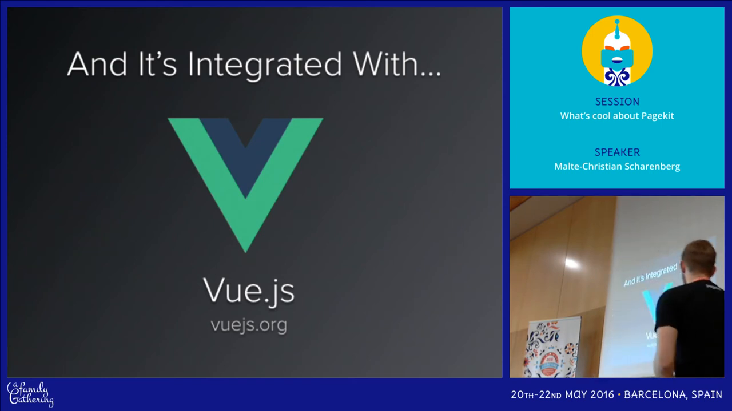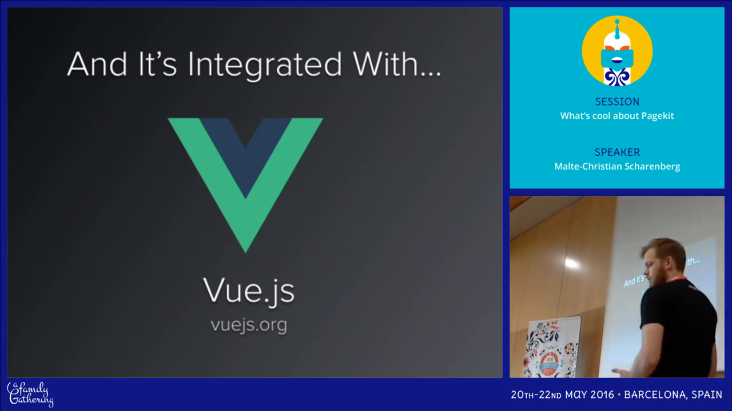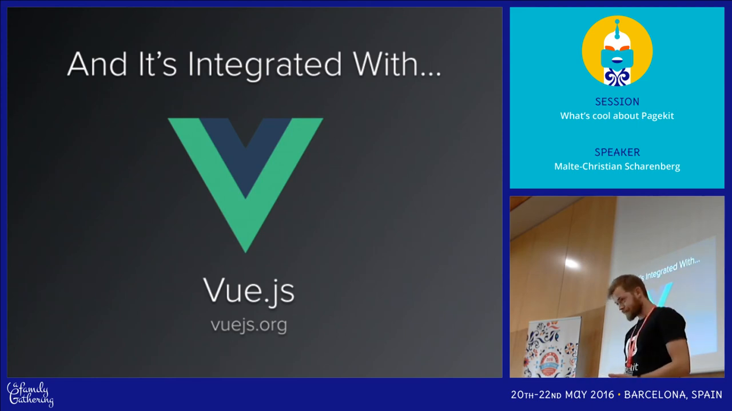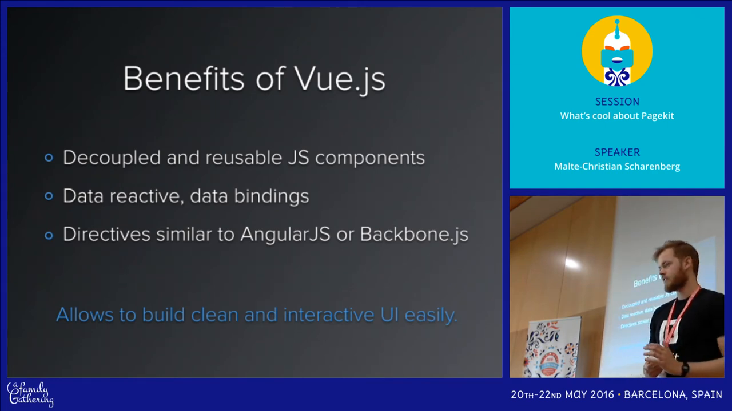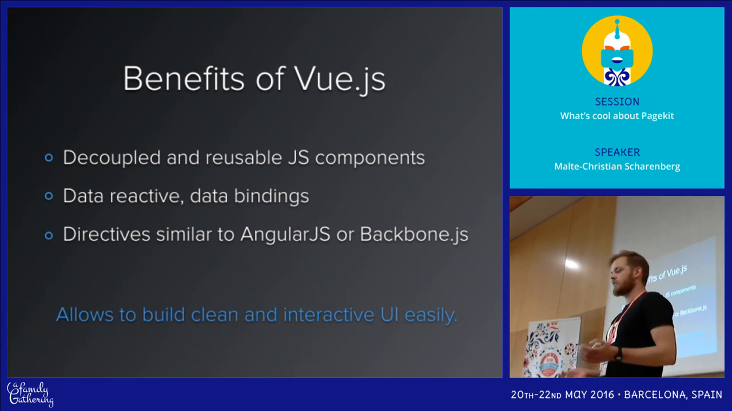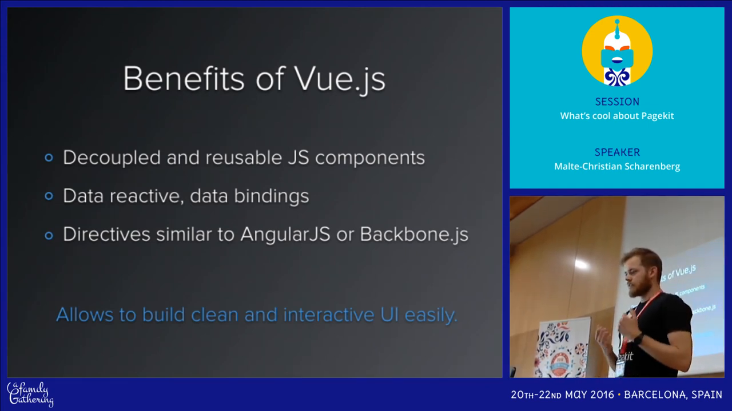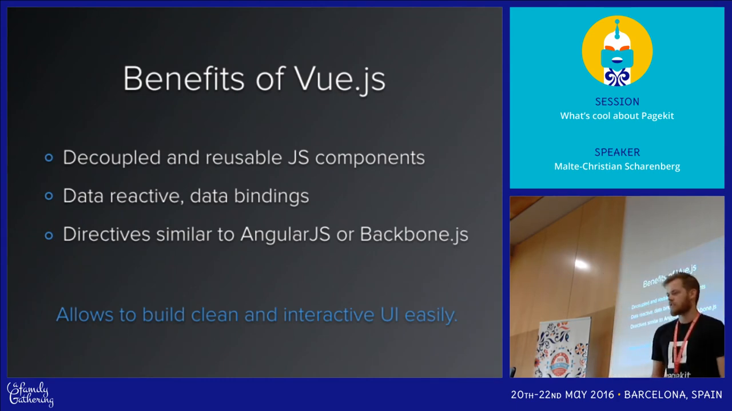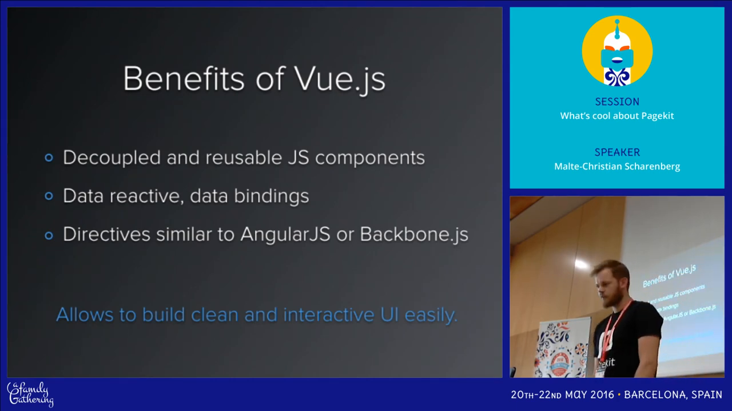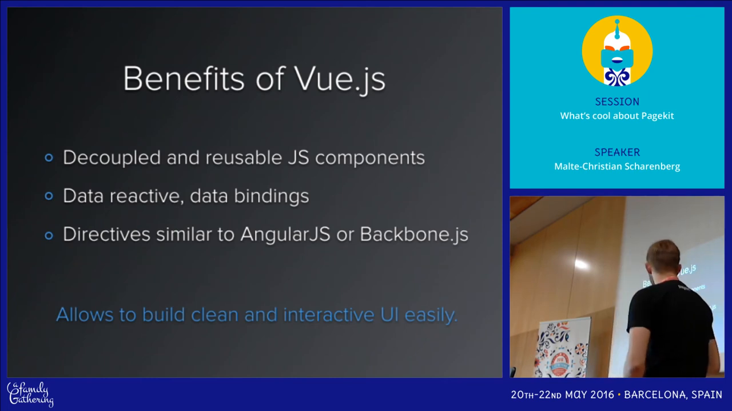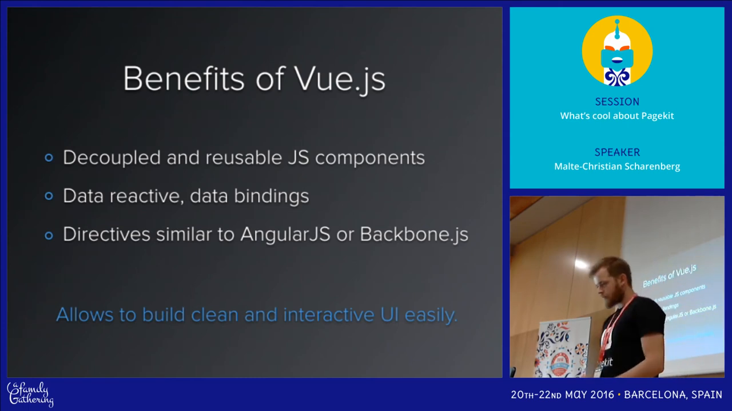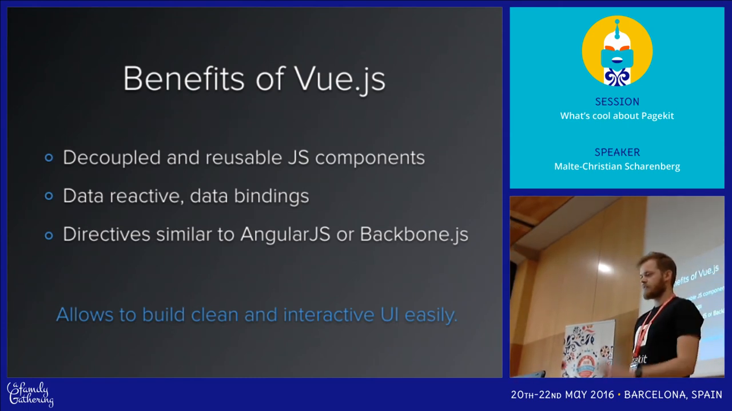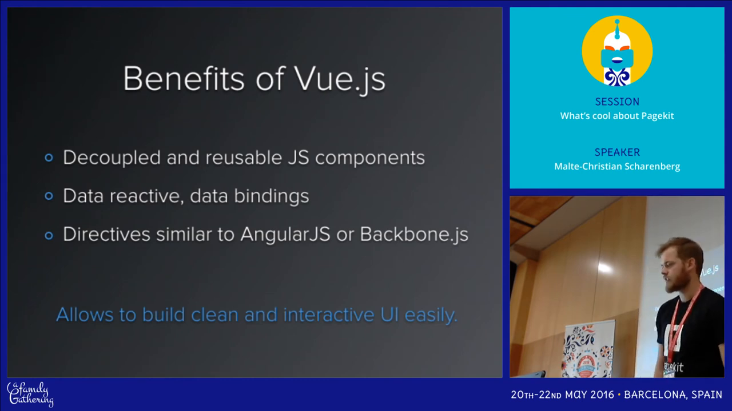We built the complete backend area with Vue.js. Vue.js is a JavaScript framework for building interactive web interfaces. For those who never heard of it, it is similar to Angular.js, but more focused on the needs of Pagekit and much smaller. Vue.js offers things like decoupled and reusable JavaScript components, data reactivity, data bindings, and so on. All of this made it easy for us to create Pagekit's admin interface.